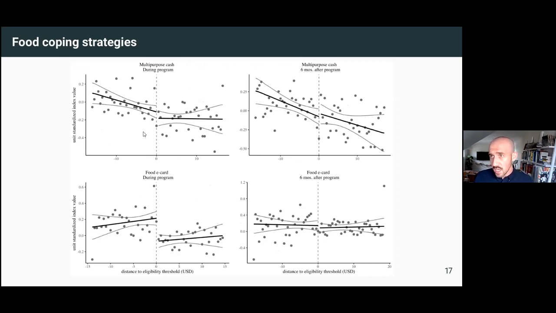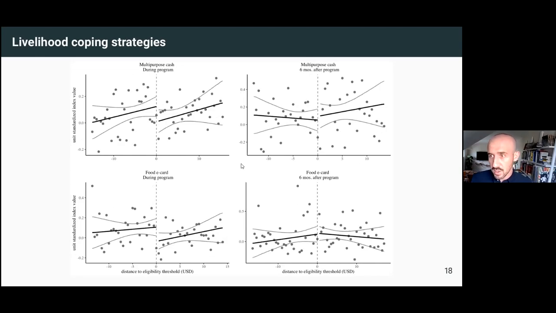Food coping strategies: the multi-purpose cash program has a little bit of impact, but that's muted and there's no impact after the program ends. The food program provides substantial relief, easing negative food coping strategies. You can see these are substantial effects, and these are ITT effects, intent-to-treat effects. And again, 6 months after the program ends, these effects completely disappear. The same trend holds for livelihood coping strategies. You can see that these negative strategies drop substantially. There's improvement in these vulnerabilities through both programs, and again, large effect sizes. And then we go back to zero 6 months after the program ends.